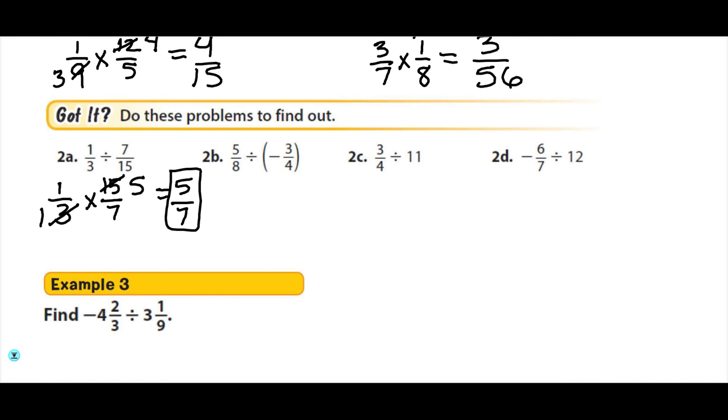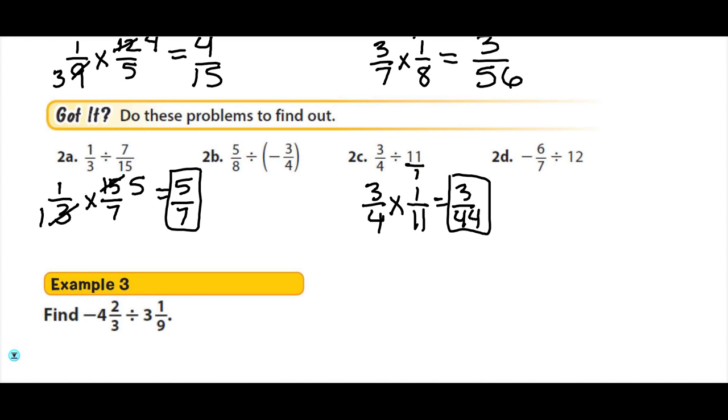I'm going to jump over here to 2C and do one more of the whole number, and then if you're still not totally sure yet, I want you to try them on your own with 2B and D. So let's try 3/4 times, and again, this means 11 over 1, so I need to flip it, so it's 1/11. Now there's nothing I can take out because everything is either prime or it just doesn't work. So we'll have 3 over 44.